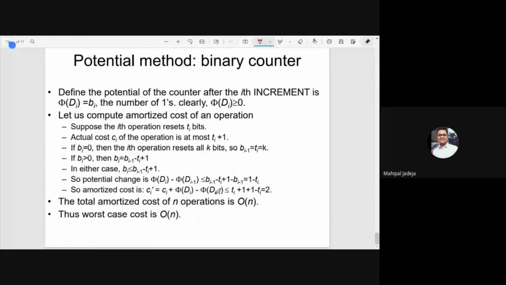And similarly, we can analyze the binary counter also, right? So with this, we stop here.